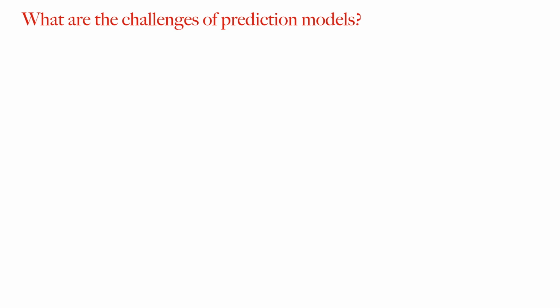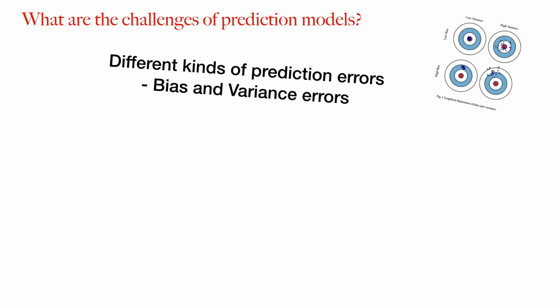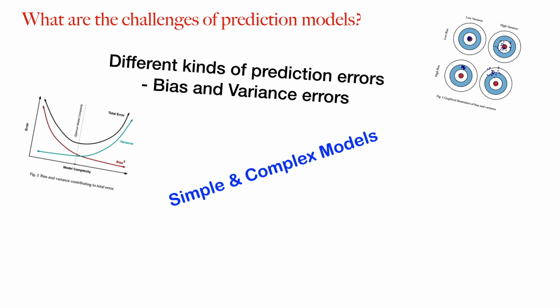Today I am looking forward to discuss the challenges of a prediction model, the different kinds of prediction errors, bias and variance. We will analyze that with the help of the four bullseyes. Then we will see the relationship of bias and variance with simple and complex model.